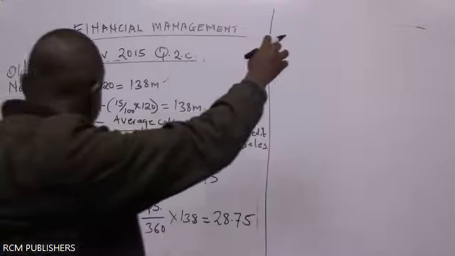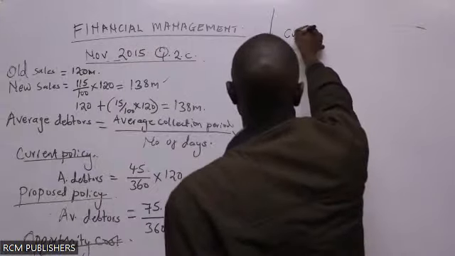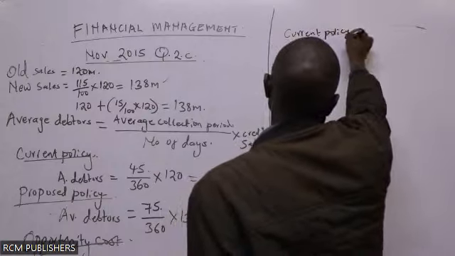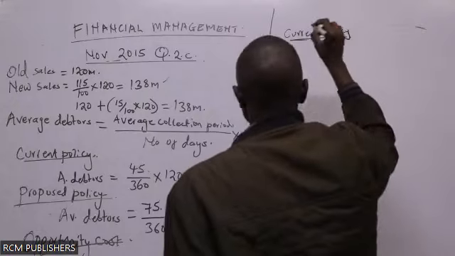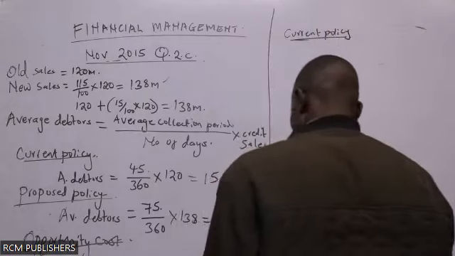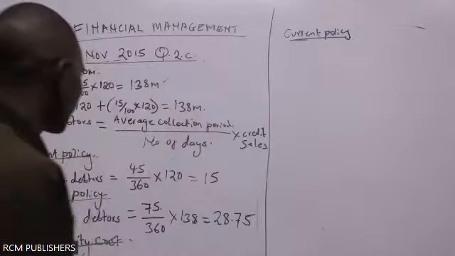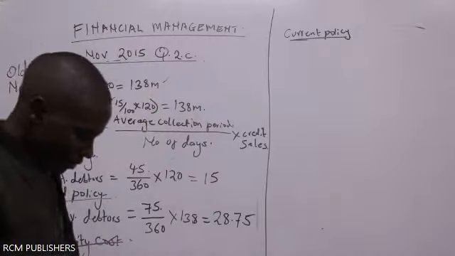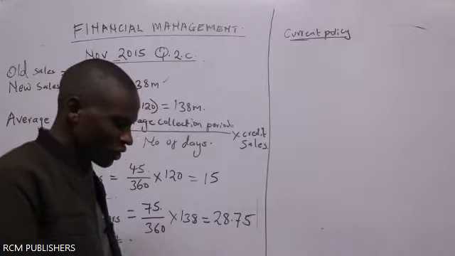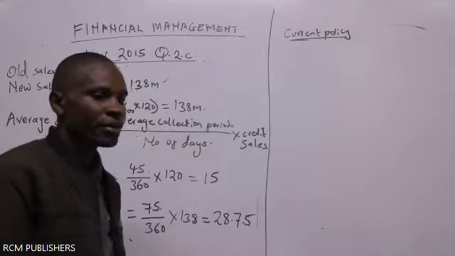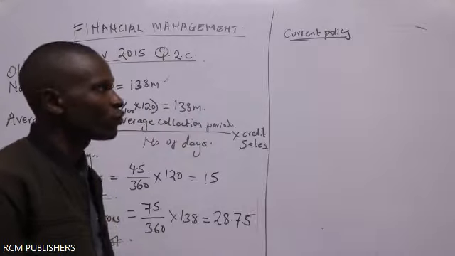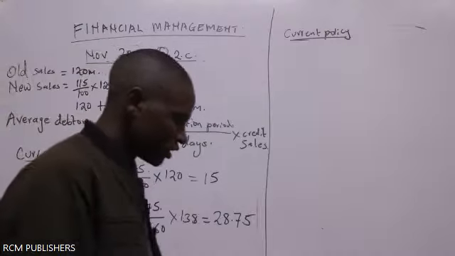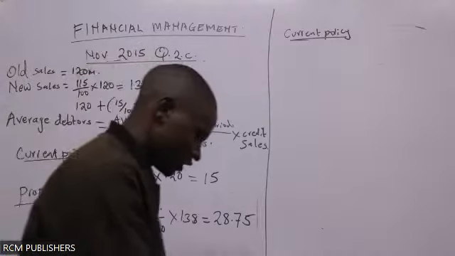Let me use this side for the current policy. Opportunity cost for the current policy. How are we going to get the opportunity cost? Opportunity cost is given by the return. So we need to see the return of the current policy and the return of the other policy. That is what we need.